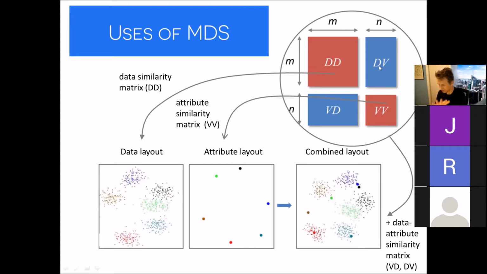You have to do some scaling, because the scaling is not quite right, to make sure they're all at the same scale. And what you can now see is that the similarity of data points is preserved, and the similarity of the attributes is preserved. At the same time, points that are stronger in a certain attribute are located close to this attribute. So these points here are stronger in this green attribute, but also somewhat strong in the blue attribute. This is all expressed in a single layout.